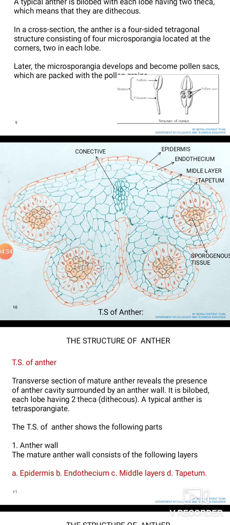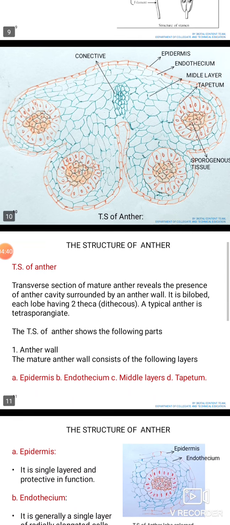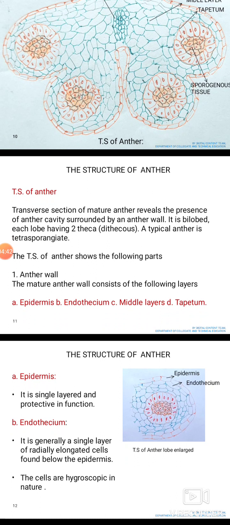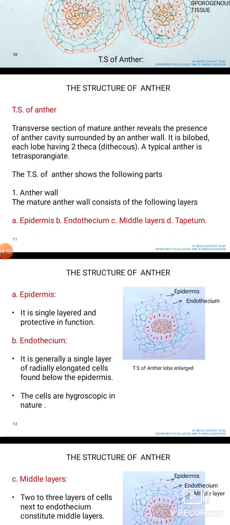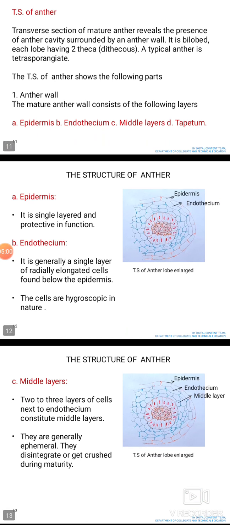Anther wall. The mature anther consists of the outermost layer, epidermis. Epidermis is single layered and protective in function. The second layer is endothecium. It is generally single layered with radial, fibrous thickening, and these cells are hygroscopic in nature. The third layer is the middle layers. Usually 2 to 3 layers are present and they are ephemeral and they disintegrate or get crushed during maturity.